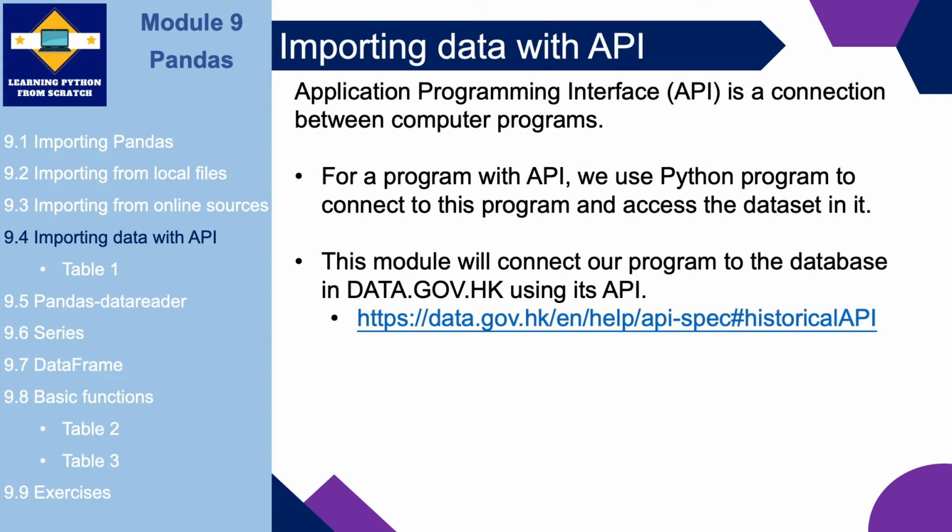Application Programming Interface (API) is a connection between computer programs. For a program with an API, we use the Python program to connect to this program and access the dataset in it. This module will connect our program to the database in data.gov.hk using its API. So here is the link.